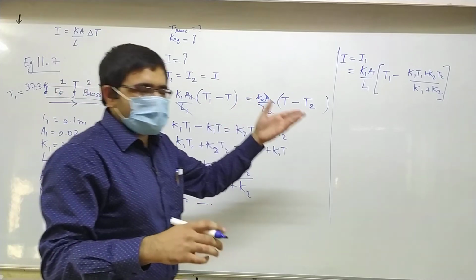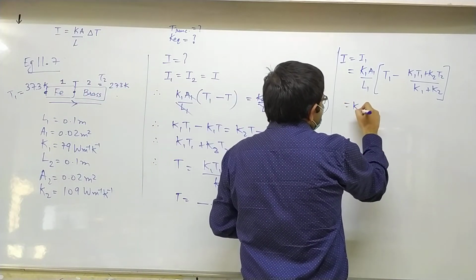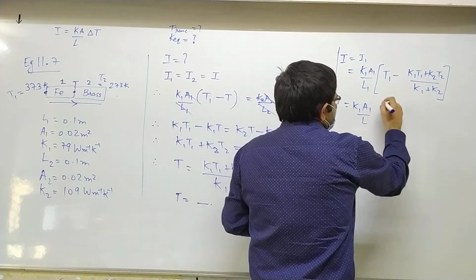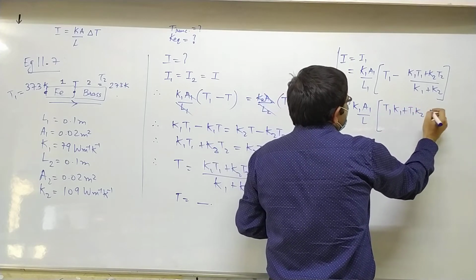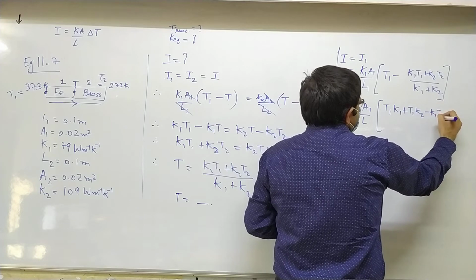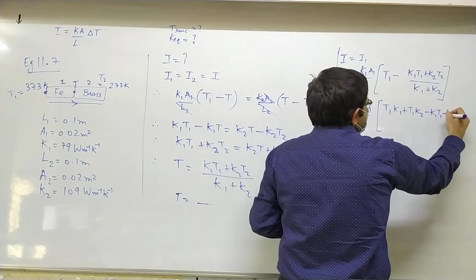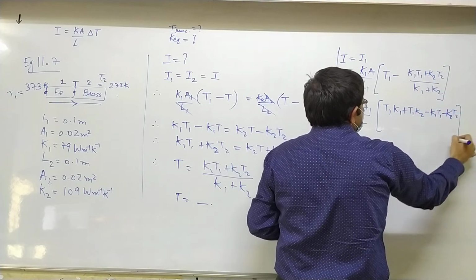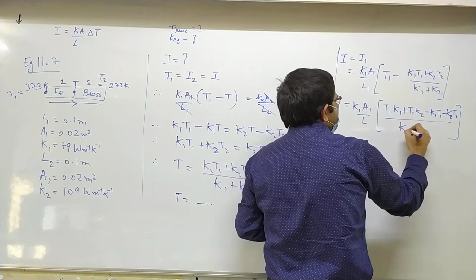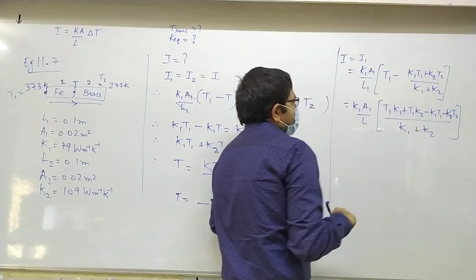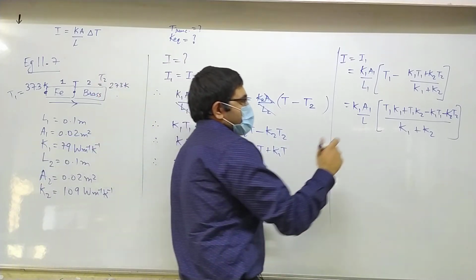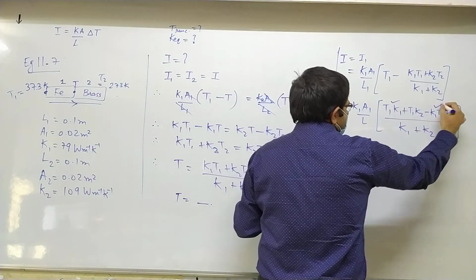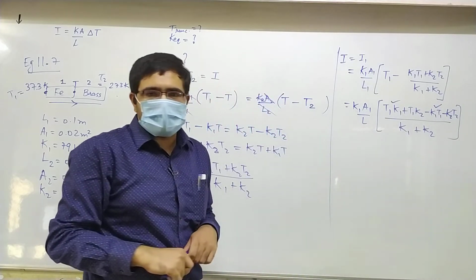Now we'll take LCM to simplify these things out. So we get K1A1 by L1, and you take bracket. So T1K1 plus T1K2 minus K1T1 and minus plus minus K2T2 divided by K1 plus K2. So you can see one of the terms can get cancelled over there, right? That is this and this. Those two terms get cancelled.